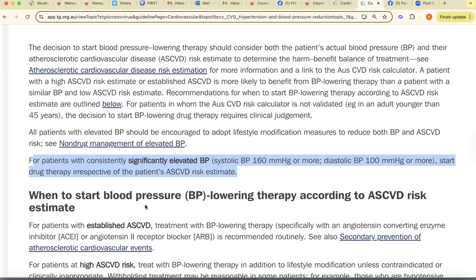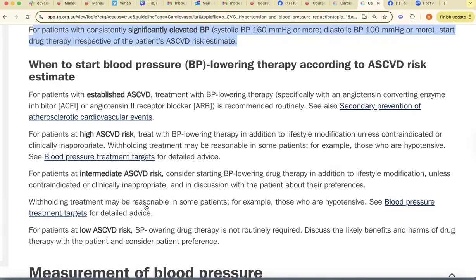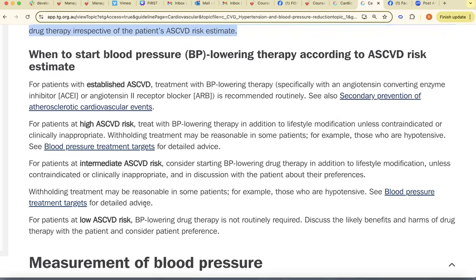Now coming to the risk assessment. For a patient who has high cardiovascular risk, nowadays the risk calculator has been changed. Previously, there was a different risk calculator. I want you to remember this risk calculation. So 0 to 5% means they are low risk. 5 to 10% is intermediate risk. And above 10% is high risk. So this is the new guideline, the Australian Heart Foundation guideline.